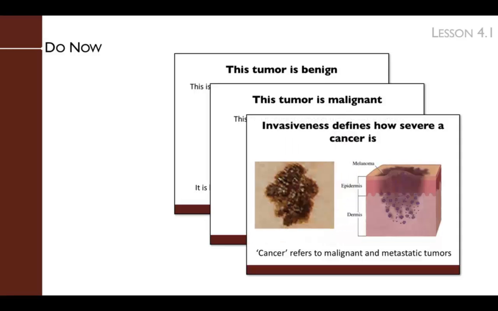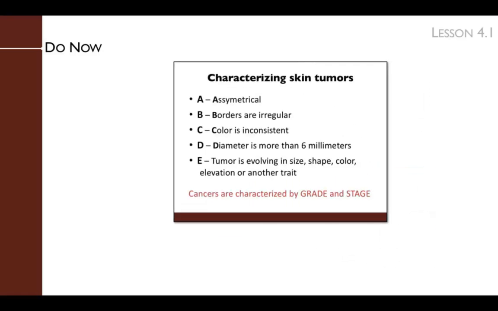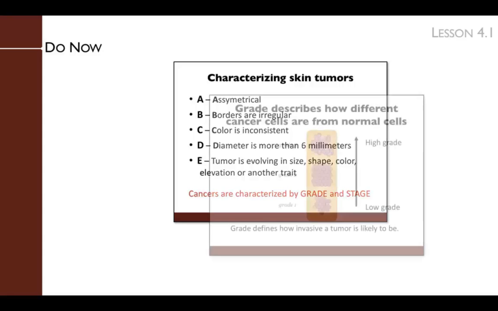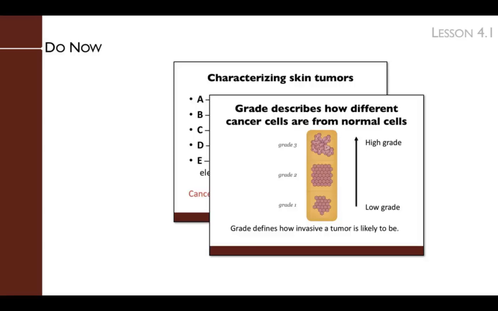The ability of the tumor to break the basement membrane and travel into the stroma is called invasiveness, and this property determines how severe the cancer is. But how can we tell just by looking at a tumor whether it is benign or malignant? The ABCs of skin tumors provide a guideline for classifying tumors into benign or malignant. To determine severity, most cancers are characterized using stage and grade. Cancer grade tells us how invasive a tumor is likely to be. The higher the grade, the more likely the tumor will invade the stroma.